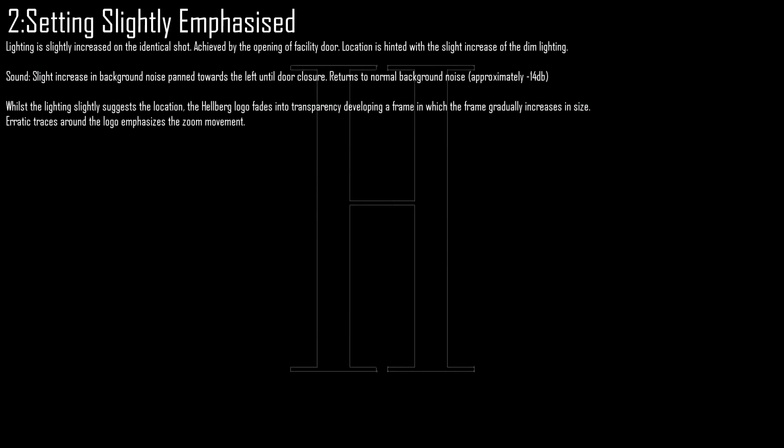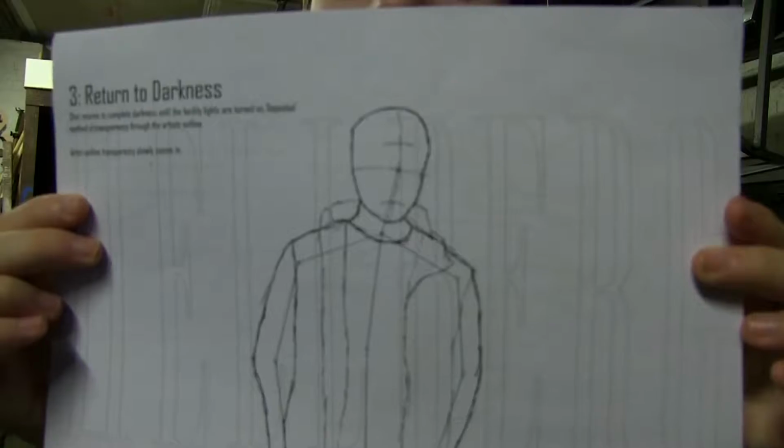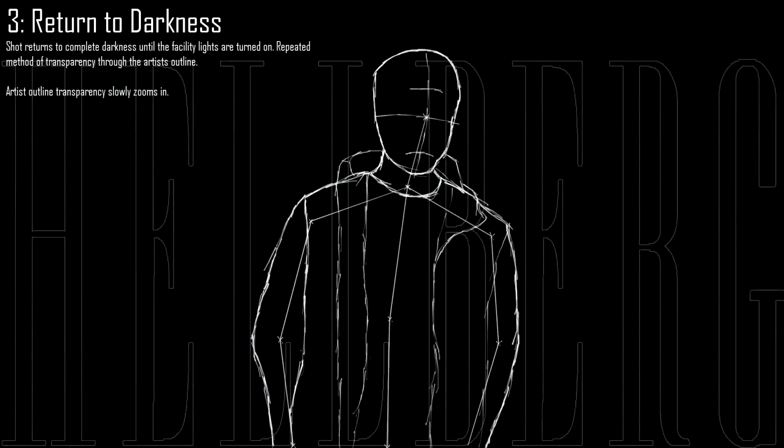Number 2. The setting is slightly emphasized. The lighting is slightly increased on the identical shot. This is achieved by opening the facility door of that warehouse. Because the lighting is slightly increased, the location is hinted, and the background noise is also increased as the door has opened. Shot 3. The music video returns to darkness, in which the facility lights are then turned on and the location is revealed.